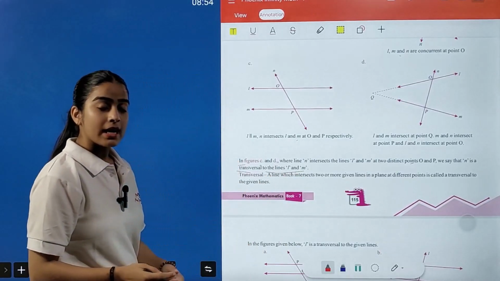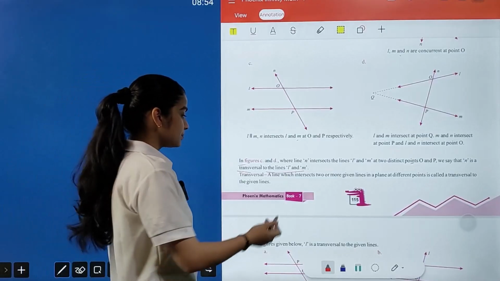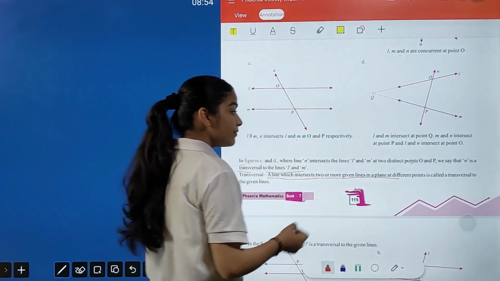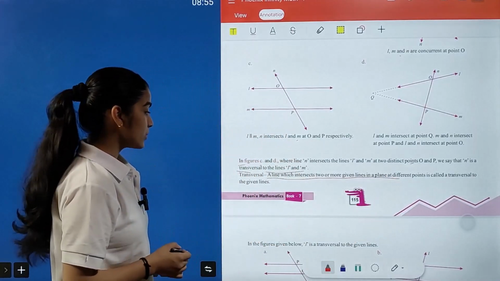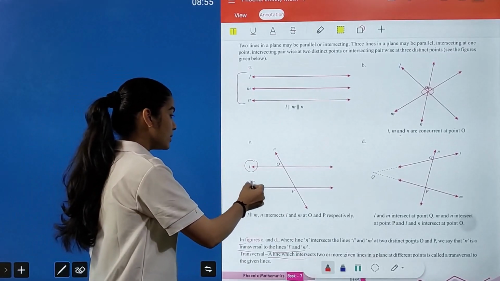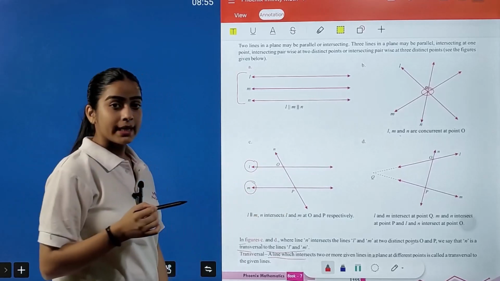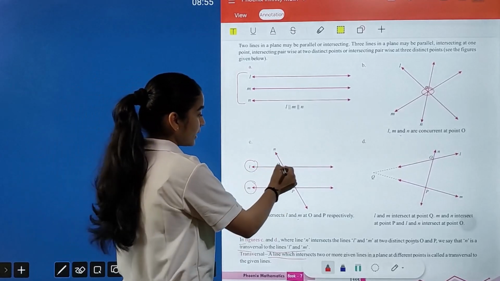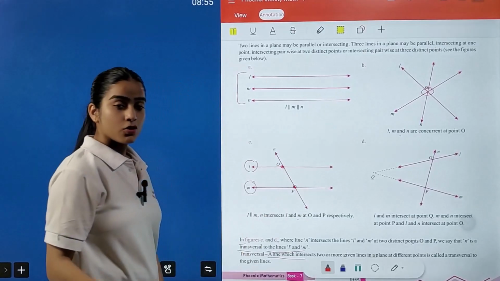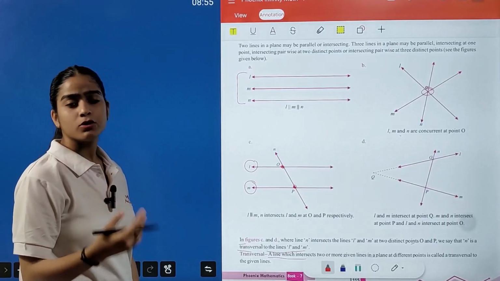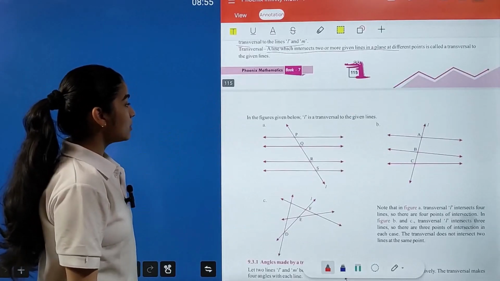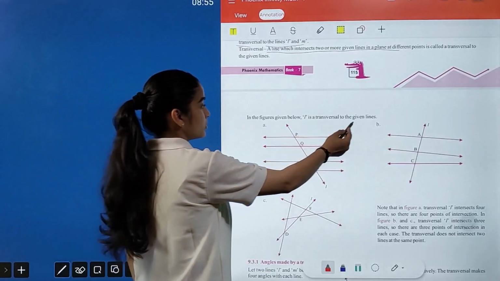Now we are going to understand what is meant by transversal. A line which intersects two or more given lines in a plane at different points is called a transversal to the given lines. For example, your line N is a transversal to L and M, because your line N is intersecting these two lines at different points, at point O and at point P. So when a single line crosses two or more lines at different points, it's called your transversal line. Now in the figure given below, L is a transversal to the given lines.